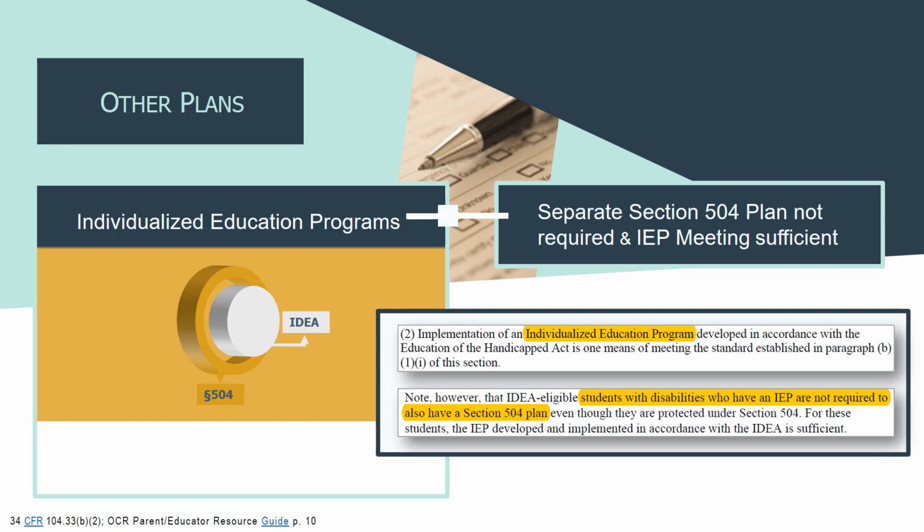The implementation of an individualized education program in accordance with IDEA is one means of providing FAPE, a free and appropriate public education, under Section 504. An IEP meeting is sufficient, and a separate Section 504 meeting is not required.